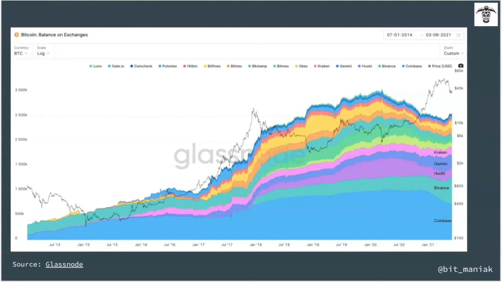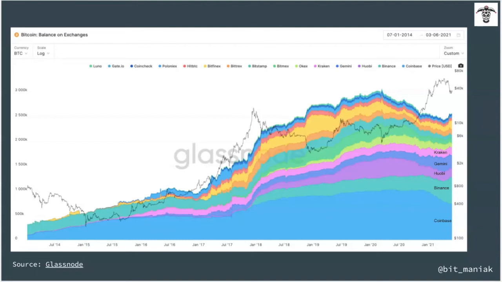It's really been dropping since early 2021. We know that Coinbase is a big US exchange. It's popular with retail buyers, but we also know that Coinbase has become a very popular venue for US institutional buyers who are looking to get exposure to Bitcoin.